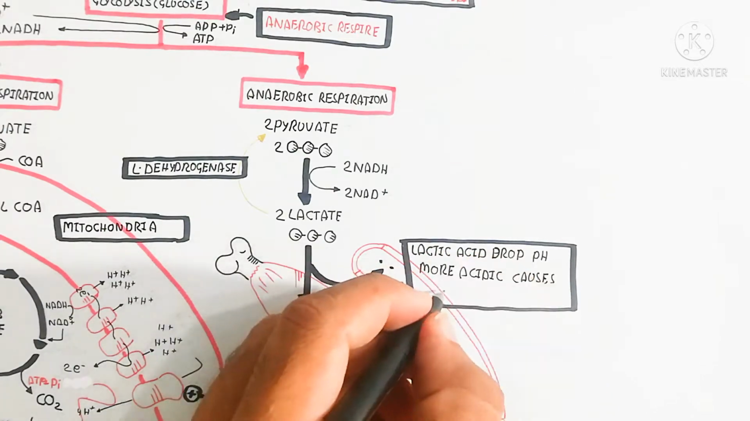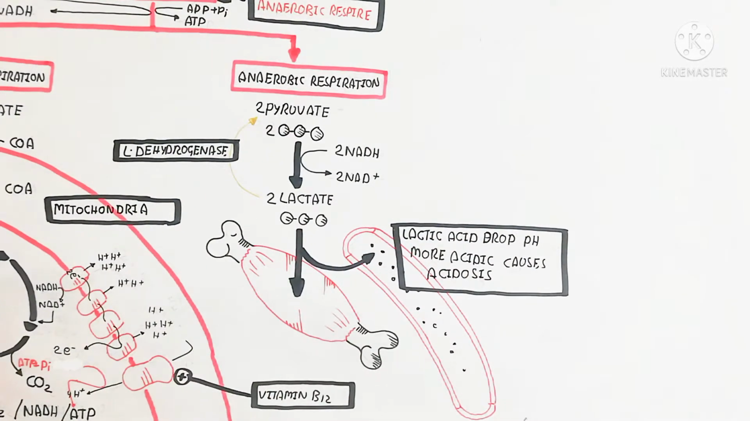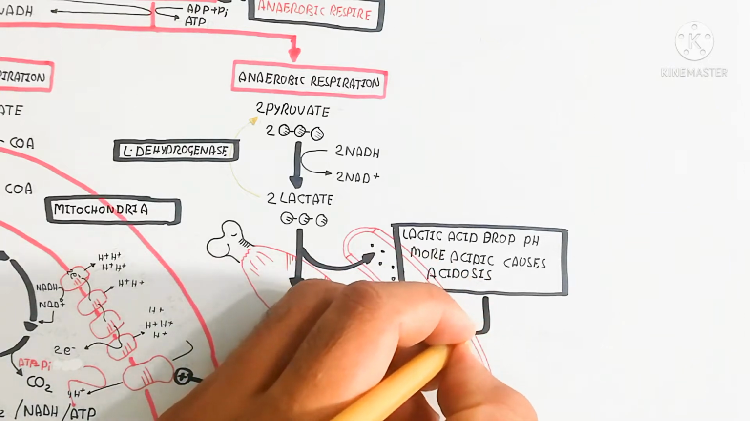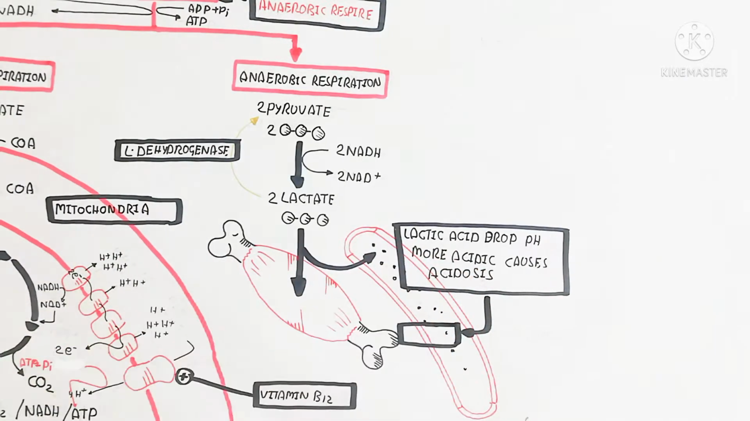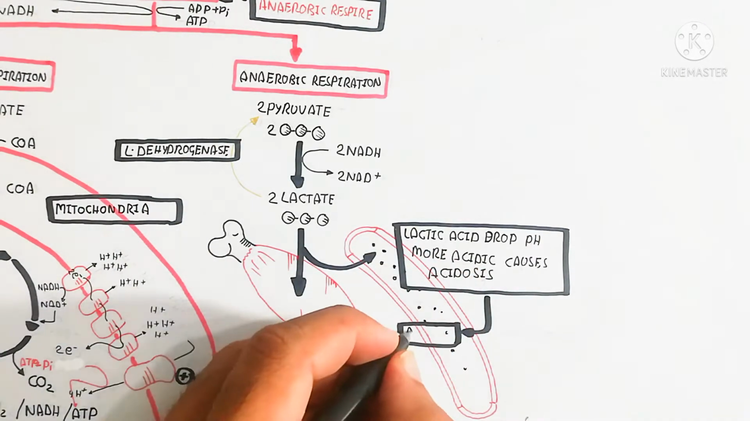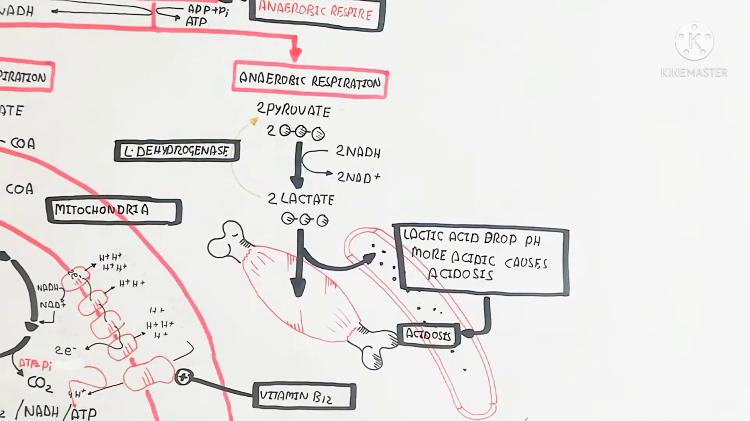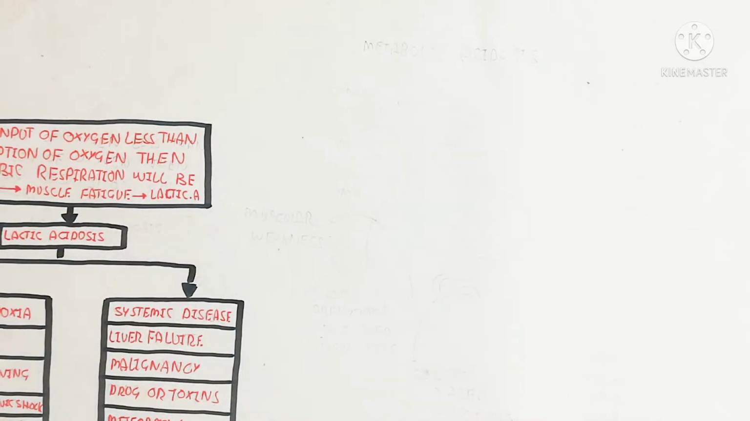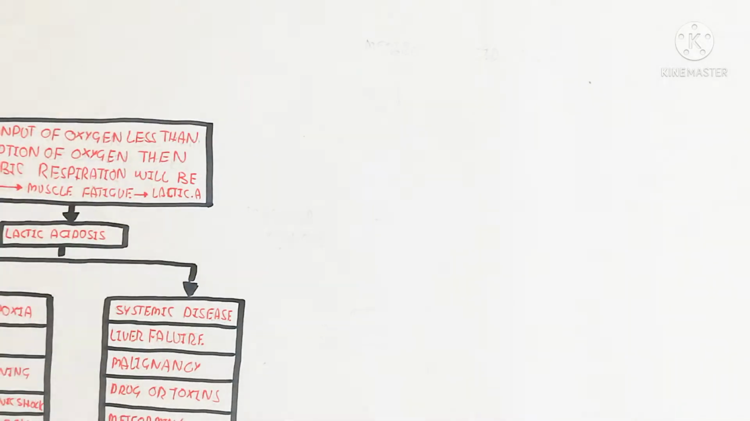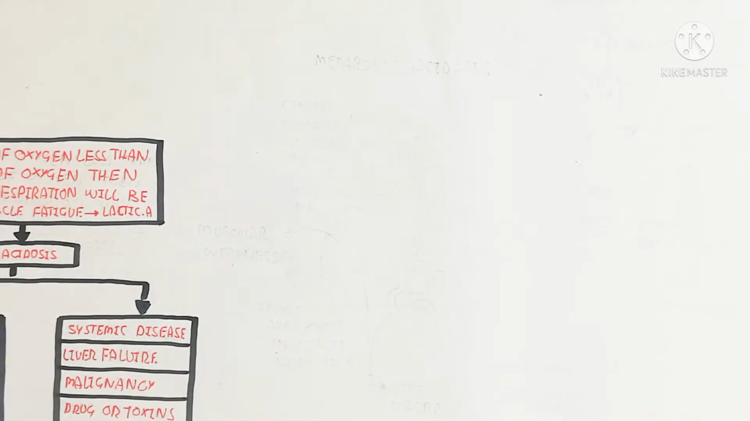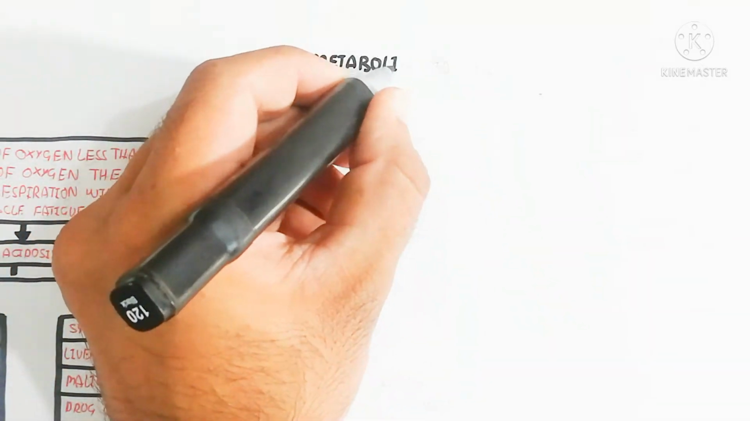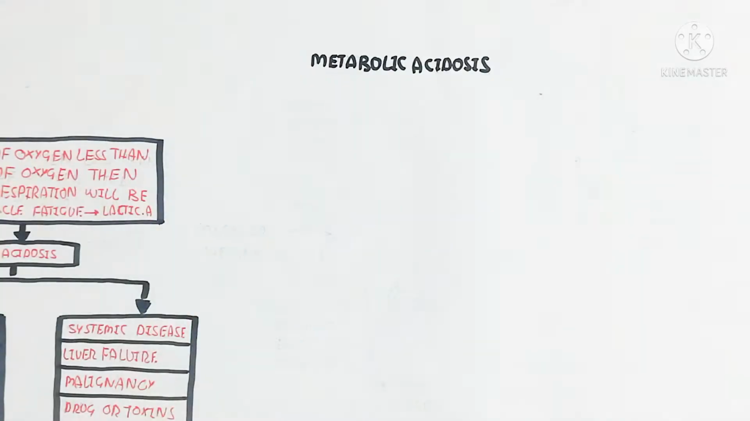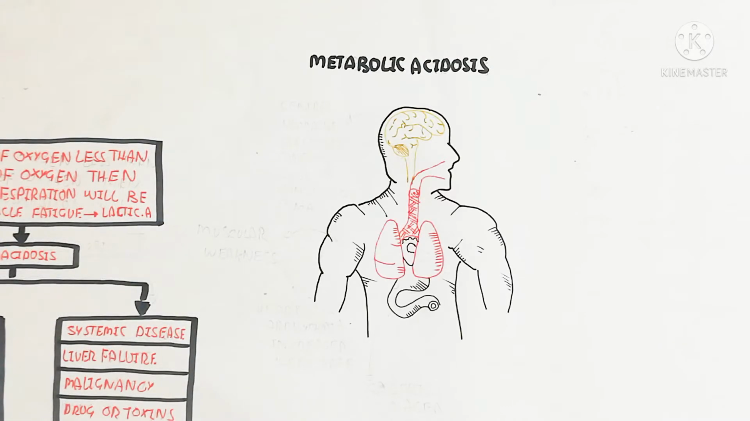So the lactic acid drops the pH, making it more acidic and causing acidosis. That means the number of protons will be increased, which decreases the pH, making it more acidic, and that is known as acidosis. But it is limited, not throughout the day or throughout life, and it can be reversed by the lactate dehydrogenase enzyme. So let's begin to understand metabolic acidosis.